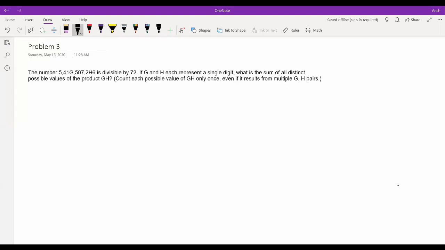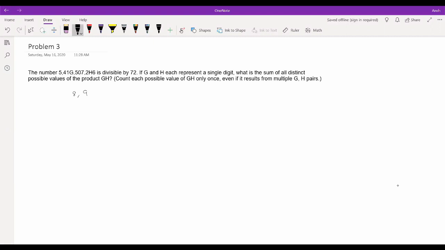Okay, our next problem is of a similar format, but it's slightly more difficult. It involves a large number with, this time, two unknown digits, and we want to find the sum of all distinct products of g and h. To start off, we know that the number is divisible by 72. While we haven't memorized the divisibility rule for 72 itself, we know that the factors of 72 are 8 and 9. So instead of testing directly for 72, we can test divisibility for 8 and 9, and if it fits both of them, it'll be divisible by 72 as well.